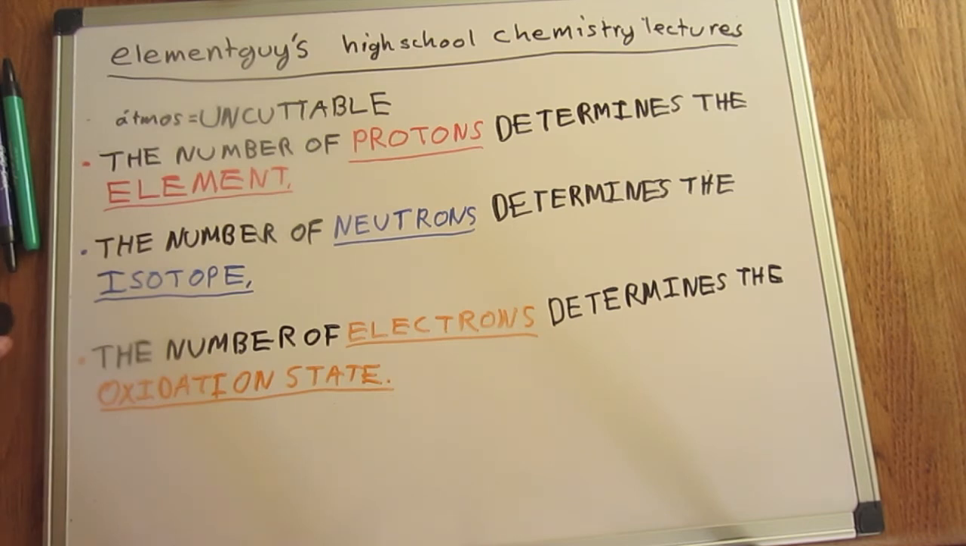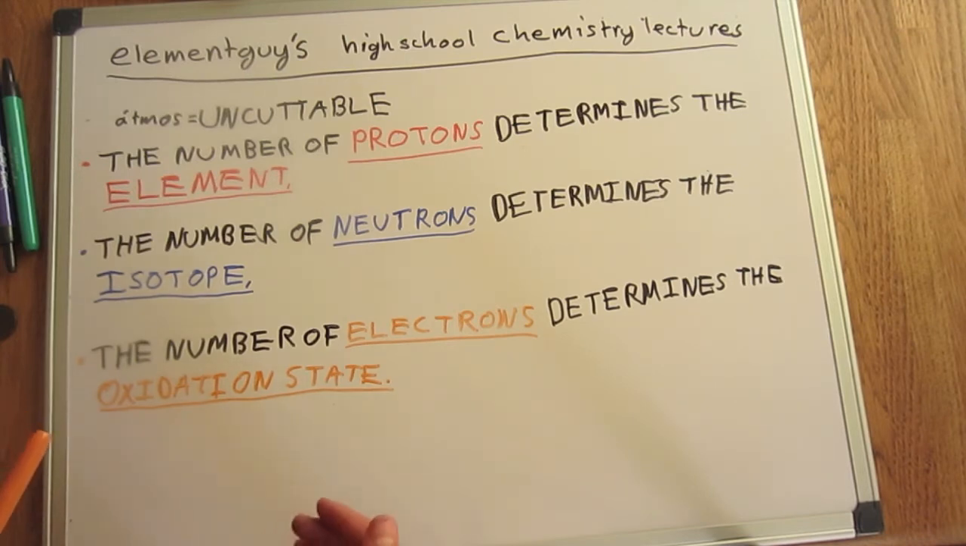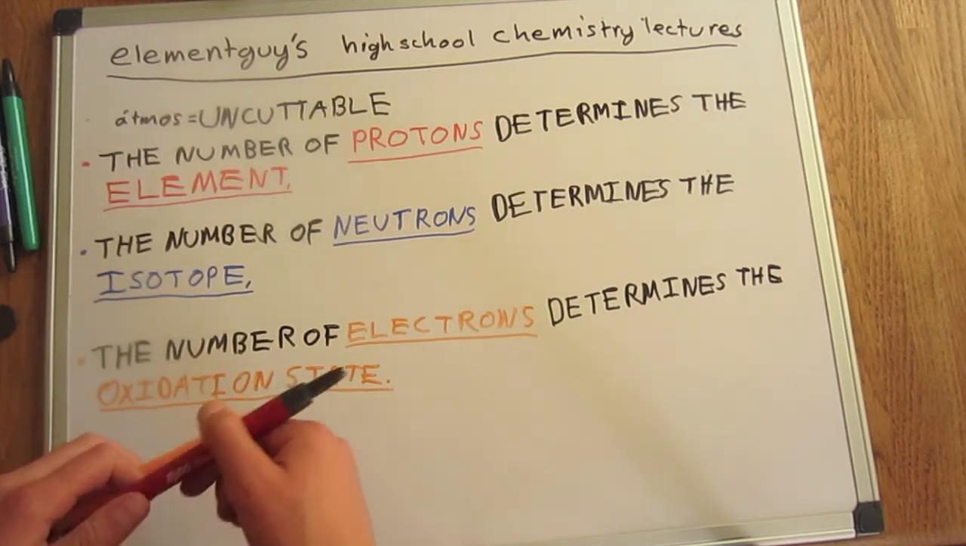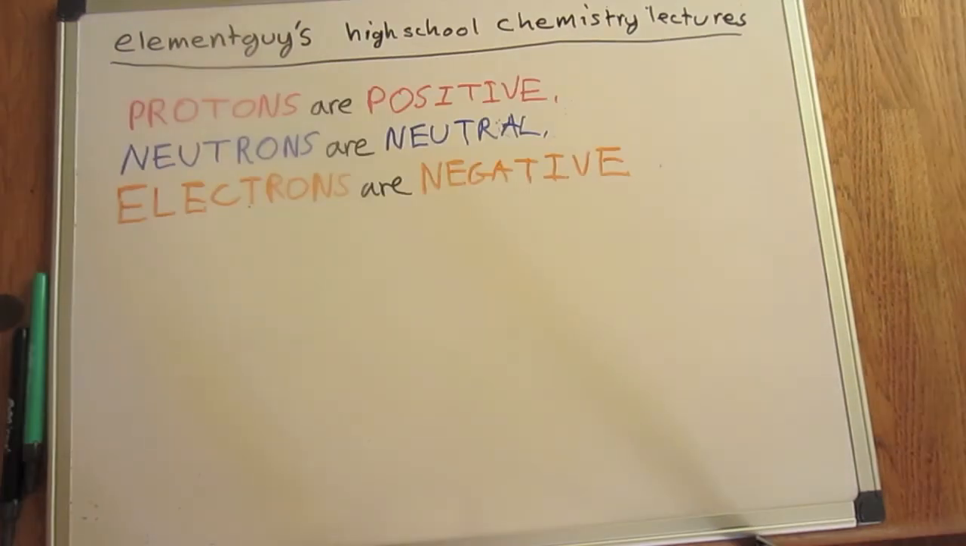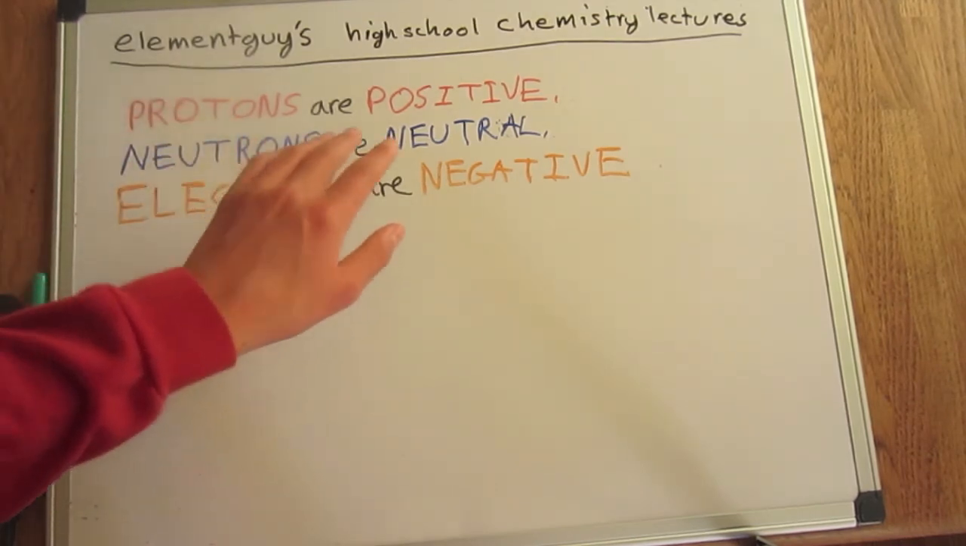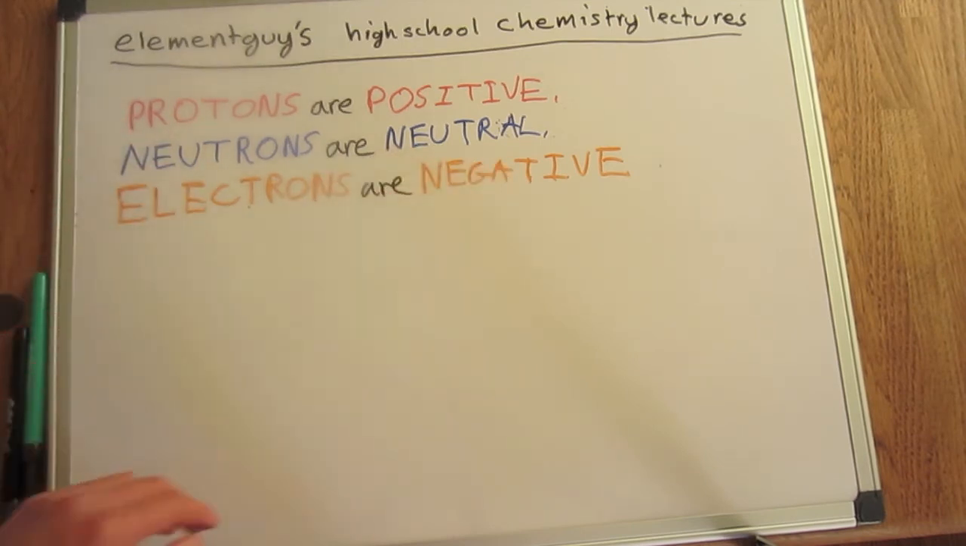Now that probably sounds like, isotope and oxidation state, oh my god, two new terms. One of them has two words in it. This is pretty scary. But what an oxidation state actually is, in some ways, it refers to the charge of the atom. Which brings me to another point. Protons are positive, neutrons are neutral, and electrons are negative.